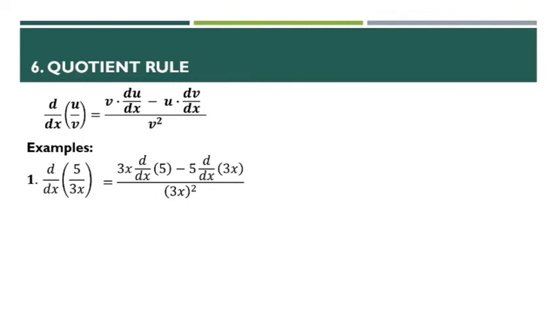So performing the derivatives ng 5 and 3x, we have 3x times 0 since this is a constant, and 3x constant multiple rule. And sa baba, we have square of 3x is 9x squared. So the 0, we have negative 5 because we cancelled out a factor 3. So matitry negative 5 over 3x squared.